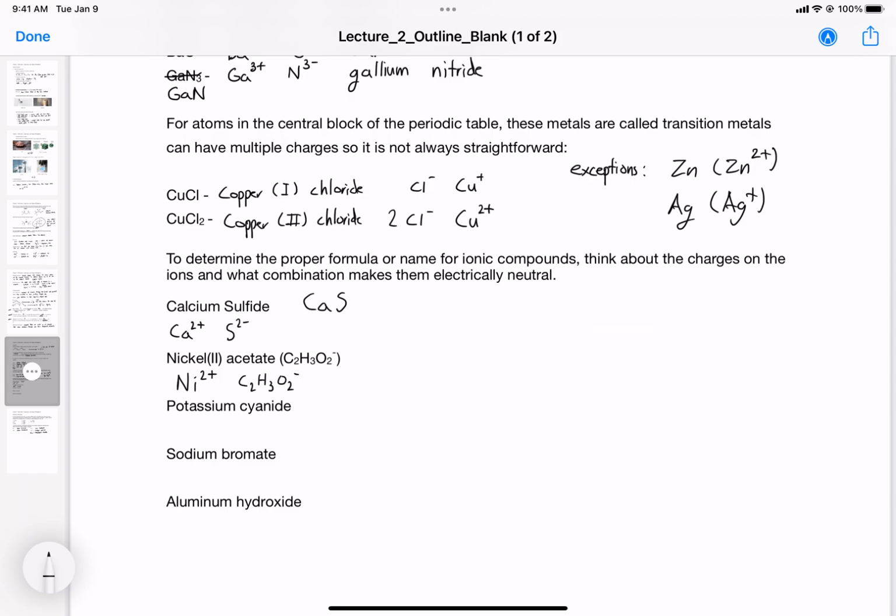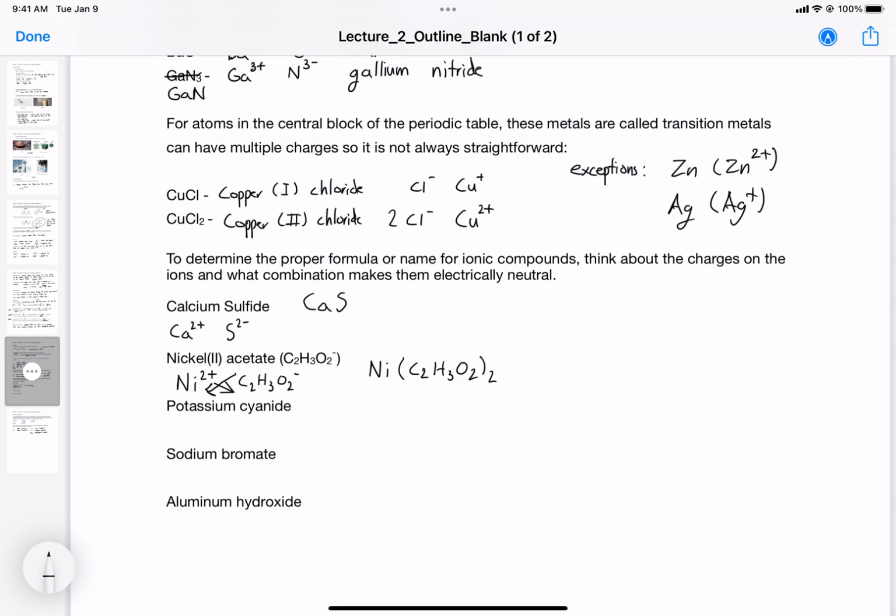So we can put a crisscross rule here, and then another crisscross rule here. Okay? So that means our nickel will have a 1 subscript, so we don't need to put anything there. But our acetate now will have a 2 subscript, so we need to put that in parentheses. C2H3O2. Don't put any charges when writing the chemical formula. They make a neutral compound, so we don't need to do that.